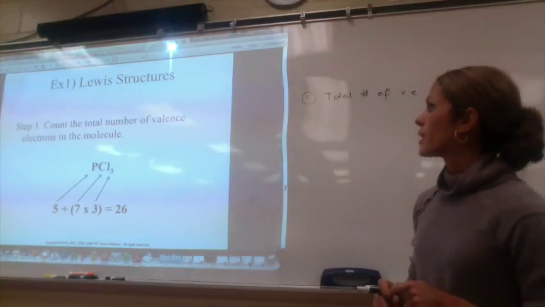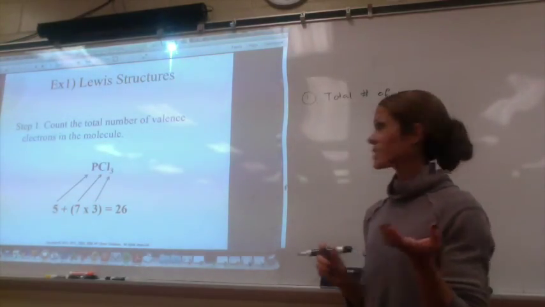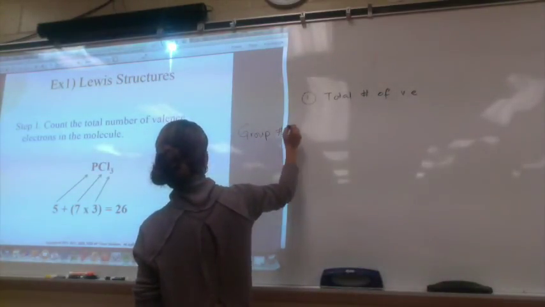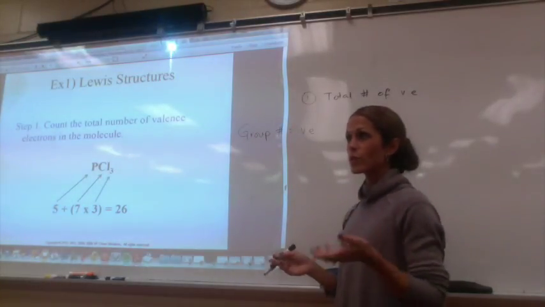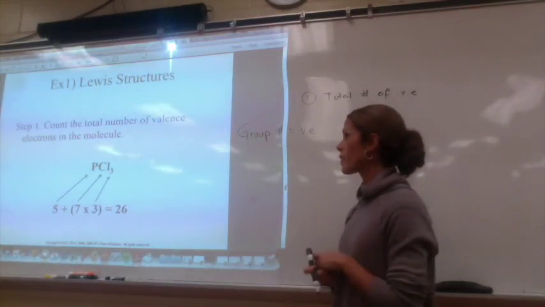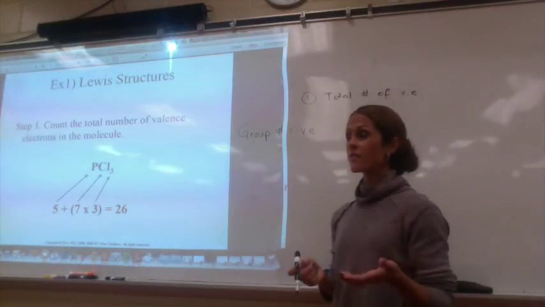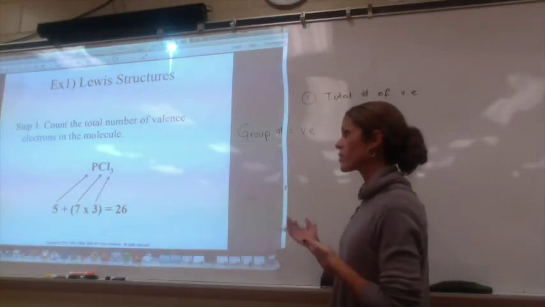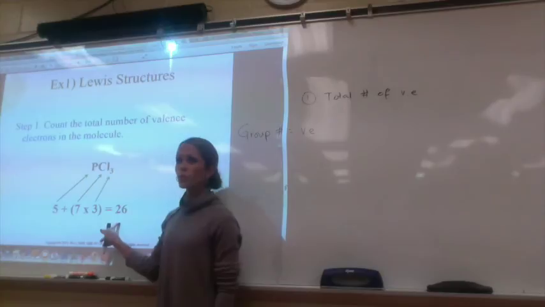All right, step 1, you count the total number of valence electrons in the molecule. You literally look on the periodic table and your group number equals valence electrons. So group 1 has 1 valence electron, group 2 has 2. We're doing this mostly for nonmetals. So phosphorus, for example, is in group 5A, so it has 5 valence electrons. Chlorine is in group 7A, so it has 7 valence electrons. There's 3 of them. 7 times 3 is 21, plus 5 is 26 total valence electrons.